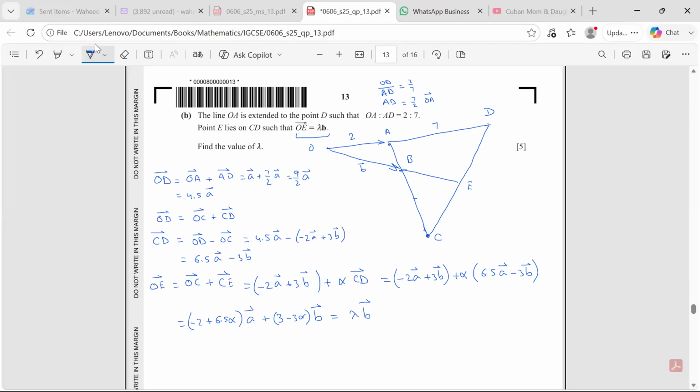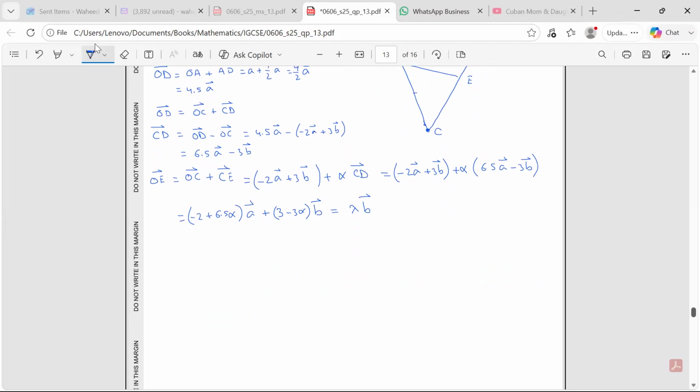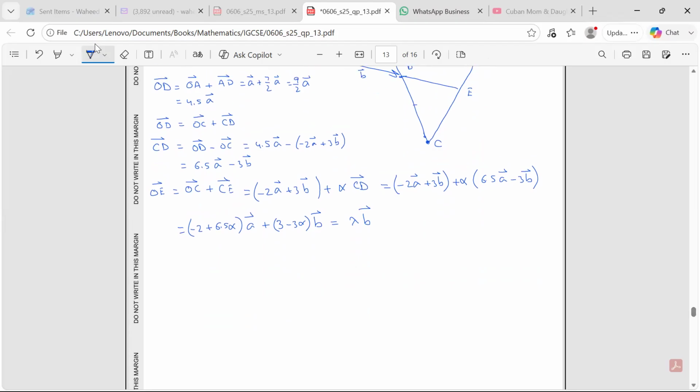So now we have a very interesting thing here. On the left side, we have two vectors, A and B. On the right side, I have only the B vector. It means the coefficient of vector A must be 0. So from this expression, we learn that minus 2 plus 6.5 alpha must be 0. From here, alpha should be equal to 2 over 6.5. This is very valuable information.